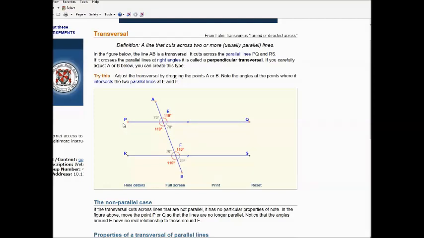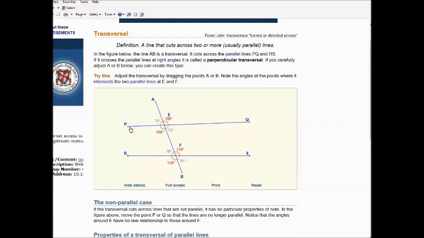Remember the special pairs of angles we talked about last time, such as corresponding angles, angles in the same position. Upper left, top left, top left. These corresponding angles are the same measure, these corresponding angles. The alternate interior angles are the same measure. The alternate exterior angles are the same measure. The consecutive interior angles, they're not the same measure. What is their relationship? That's right, they add up to 180, just like a linear pair adds up to 180.